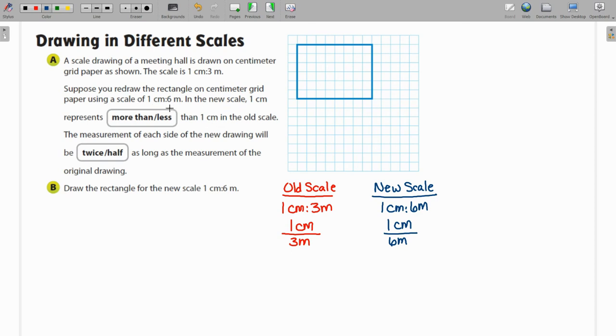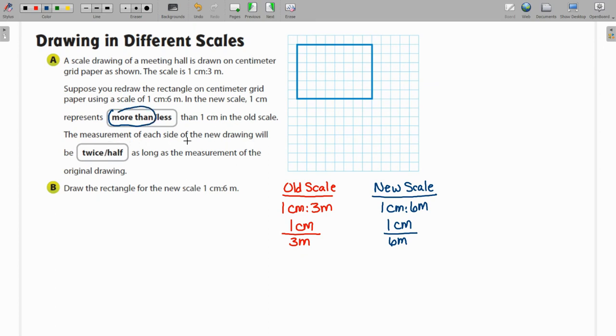Now, the question says, in the new scale, 1 centimeter represents more than or less than 1 centimeter in the old scale. When you look at this, in the old scale, 1 centimeter of drawing length is 3 meters of actual length. In the new scale, 1 centimeter is 6. So in the new scale, 1 centimeter is actually going to be more than 1 centimeter in the old scale.